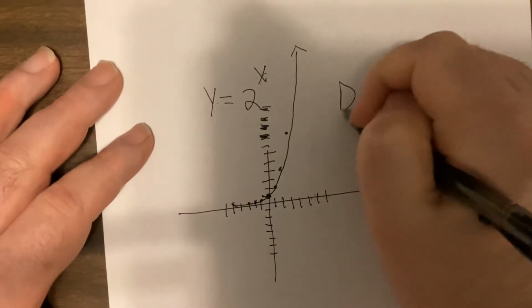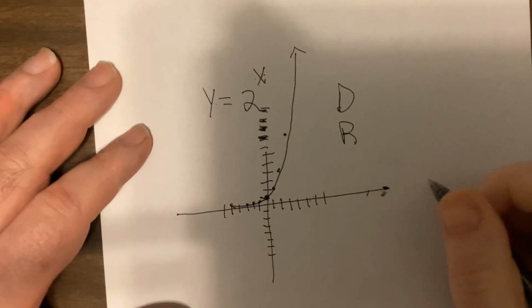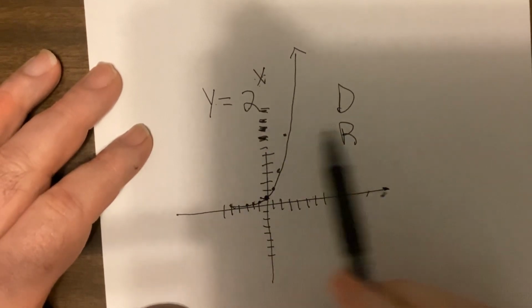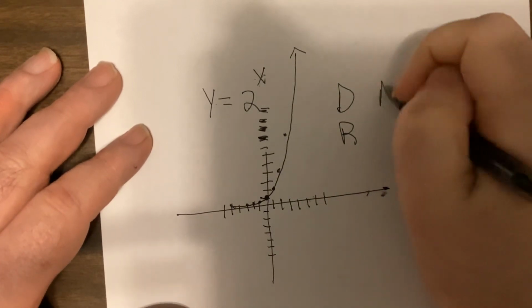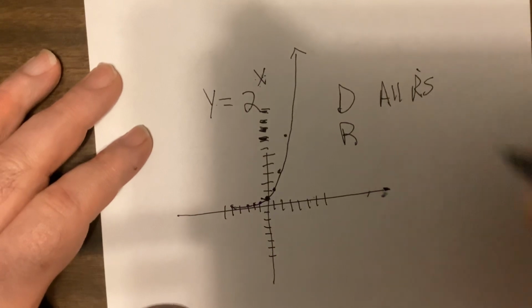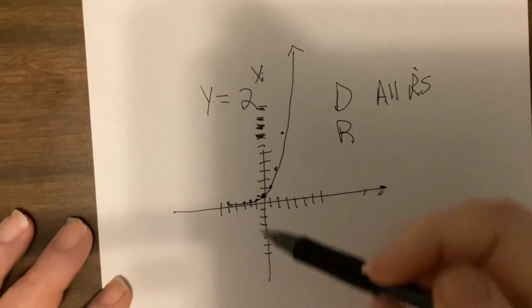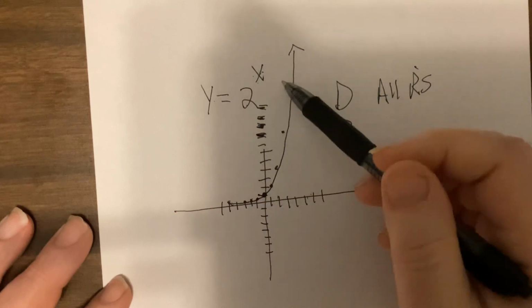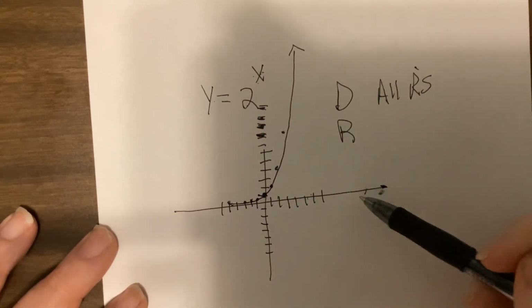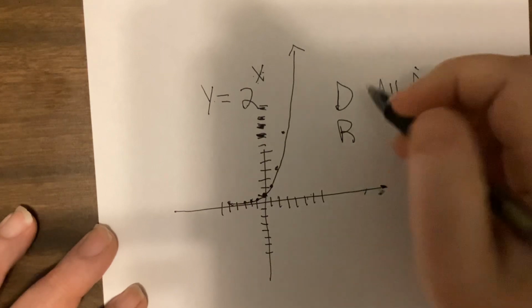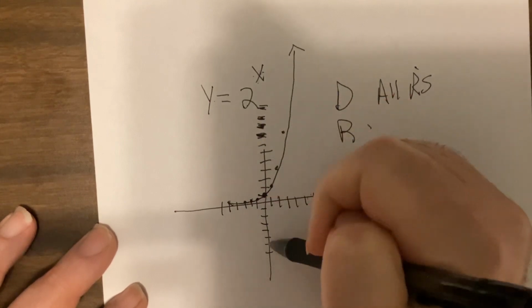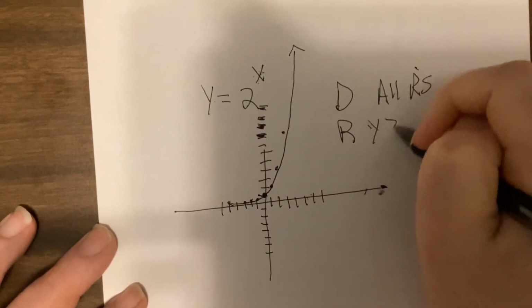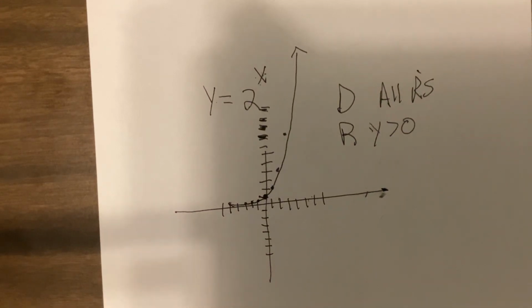So if I said, hey, what's the domain and what's the range? Well, the domain is how far left and right is it going? It's going to the right forever. It's going to the left forever, so it's all reals. The range is starting here and going up. Well, it doesn't touch the x-axis. So if you remember, the x-axis is y equals 0. The y-axis is x equals 0. So it'd be y is greater than 0. No equals because it doesn't touch.